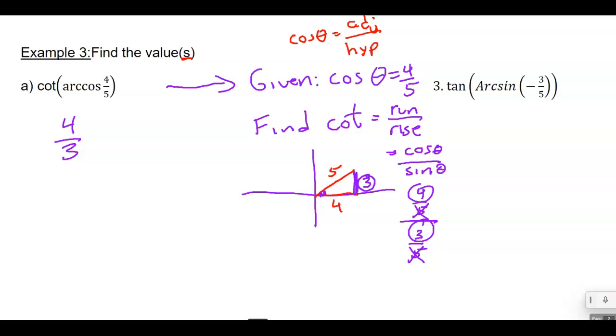How many say 2 answers? How many say 1 answer? Yeah, lowercase a. So how many answers? 2. Yeah. So we have to keep on going. So where is the other cosine that equals 4 over 5? So where else is cosine positive?